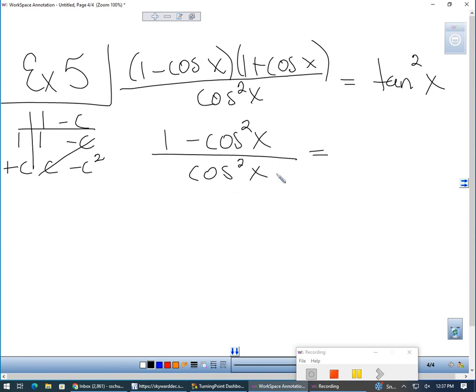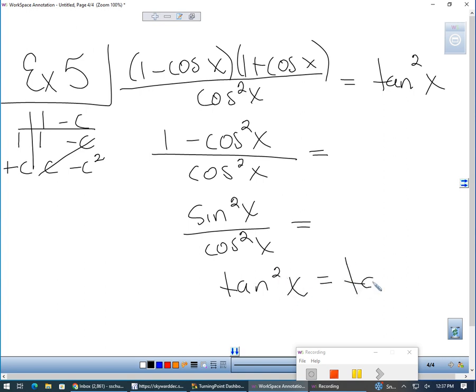Does that match tangent squared yet? No. Yeah, so let's change the top. Noah suggested we change this into sine squared x over cosine squared x. Does that match yet? Yeah. Sine squared over cosine squared is tangent squared. And that's what we're looking for. All right, so that one wasn't too bad either, right? These first ones today aren't going to be bad.